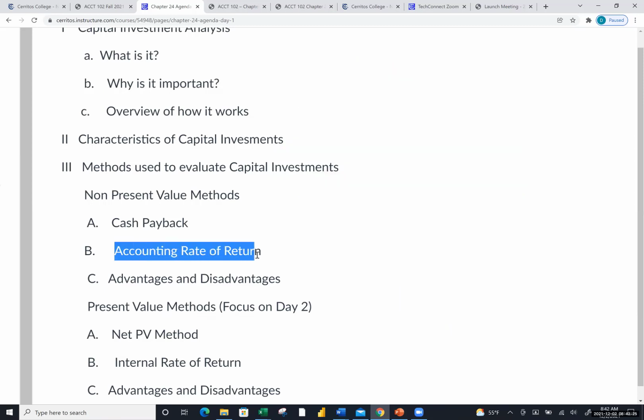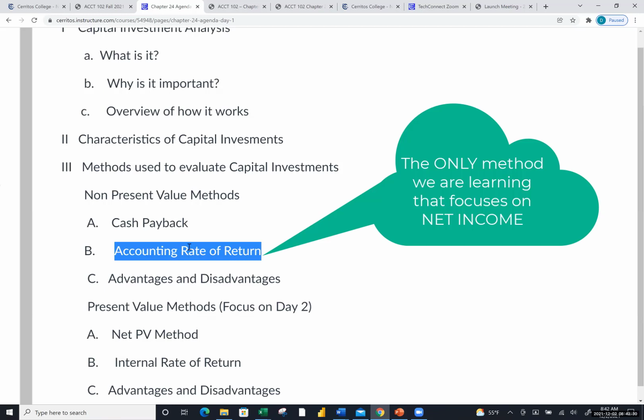And then we'll take a look at another method, which, unlike the cash payback, looks at GAAP net income. So they call it the accounting rate of return. It is the only one out of the 4 methods that we're going to be looking at in this chapter that focuses on GAAP net income instead of cash. And because we're responsible many times to our investors who are very cognizant of the bottom line of what GAAP net income is, some believe that that has a big advantage to it over the other 3 methods that we're looking at.